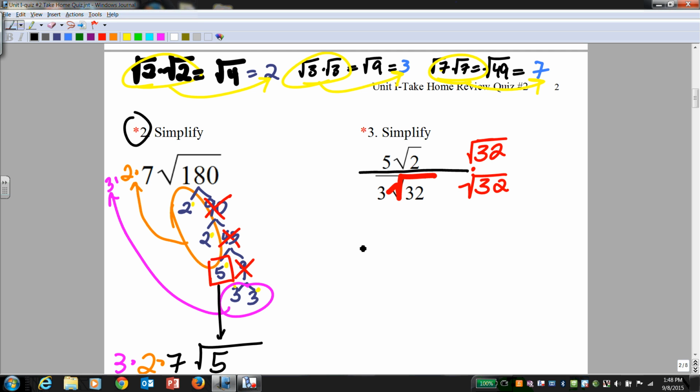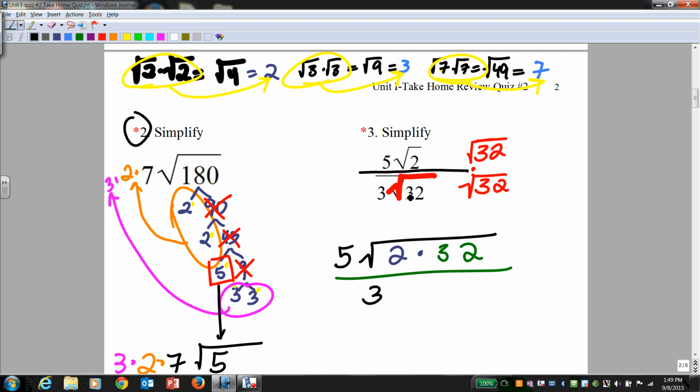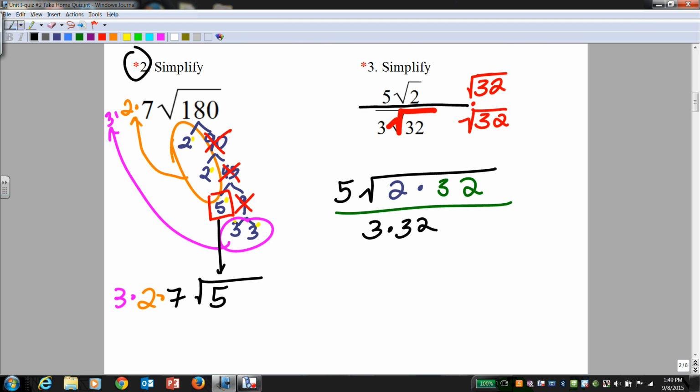Okay, now watch what we do here. We have 5 square root 2 times, here we have the 32 underneath the radical. Then down below we have this 3. Now root 32 times root 32 just unlocks the radical. We have 32. Do not multiply. All right. Just leave it. We're going to break it down.